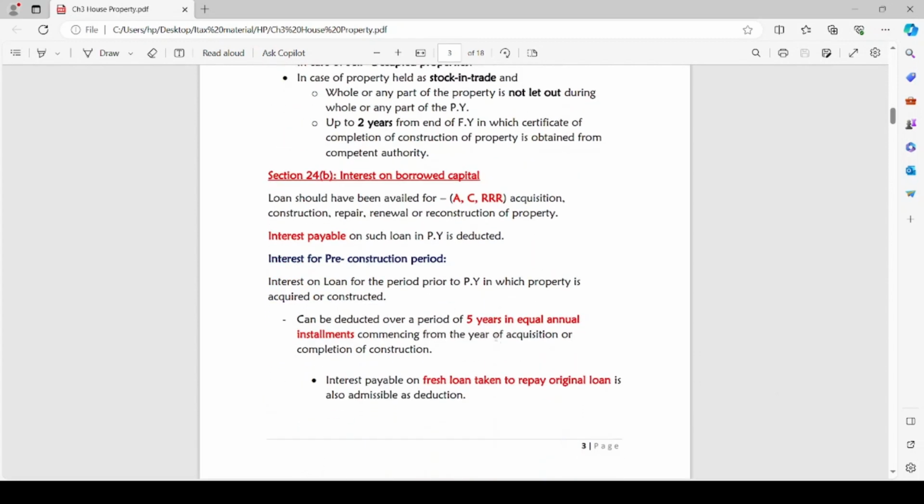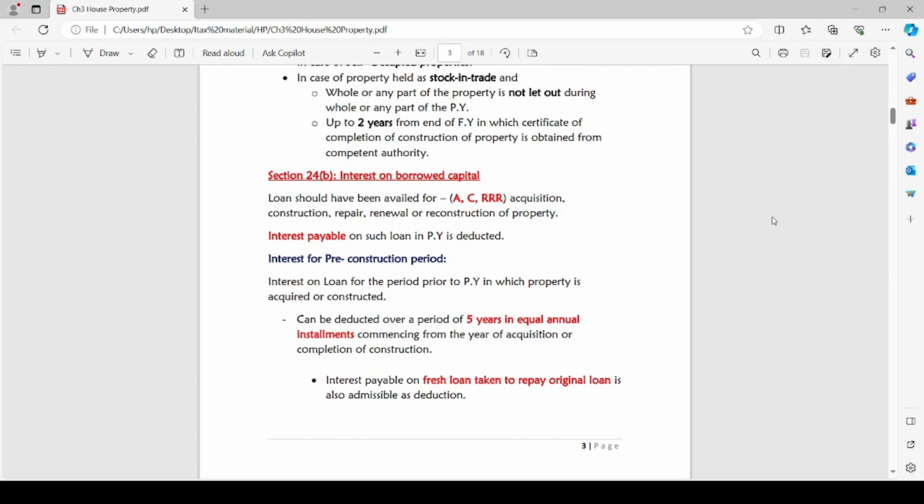Heading to our next section, that is section 24B, the second deduction allowed under section 24: the interest on borrowed capital. The interest on borrowed capital under section 24B can be claimed as deduction if the loan is availed for A, C, RRR. A being acquisition, C being construction, RRR being repair, renewal or reconstruction of the property.